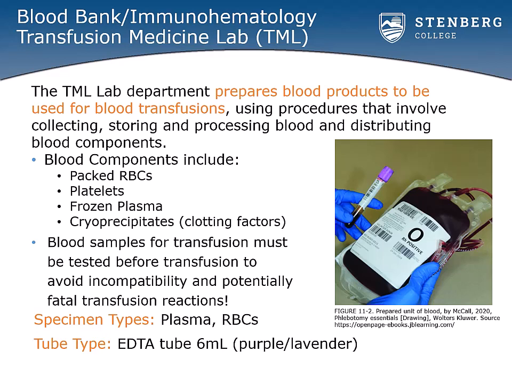Plasma and red blood cells are used to perform the testing in the TML department, and the tube of choice is the 6 ml EDTA tube, which is purple or lavender in color, as seen in the photo, along with the unit of O-positive packed red blood cells.